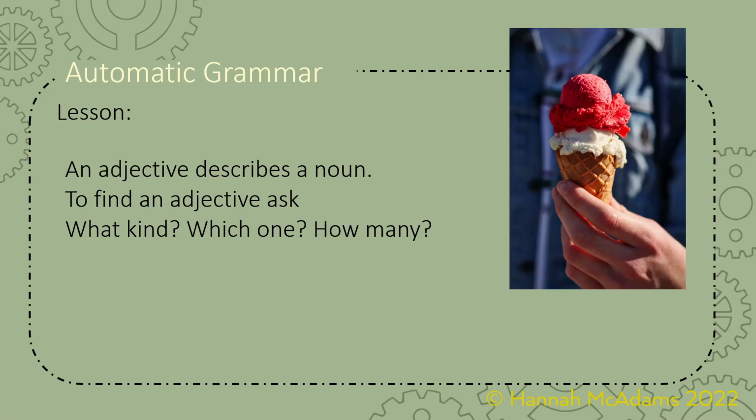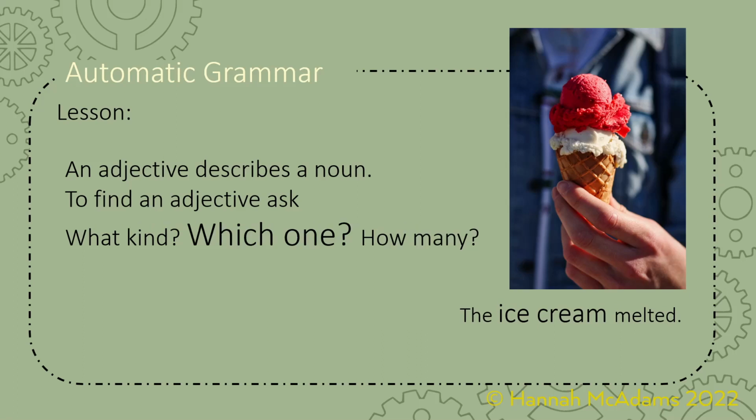Now, another thing we could ask is which one. So let's look at that ice cream picture again. All right. So which one? The ice cream melted. Well, which ice cream? Okay. So let's ask which one. Are we talking about the strawberry ice cream or the vanilla ice cream? Well, I want to say the strawberry today. The strawberry ice cream melted. So that tells us which kind of ice cream we're talking about. Okay, so strawberry in this sentence is an adjective. Now, strawberry can also be a noun, but in this sentence, it's an adjective describing what kind of ice cream.